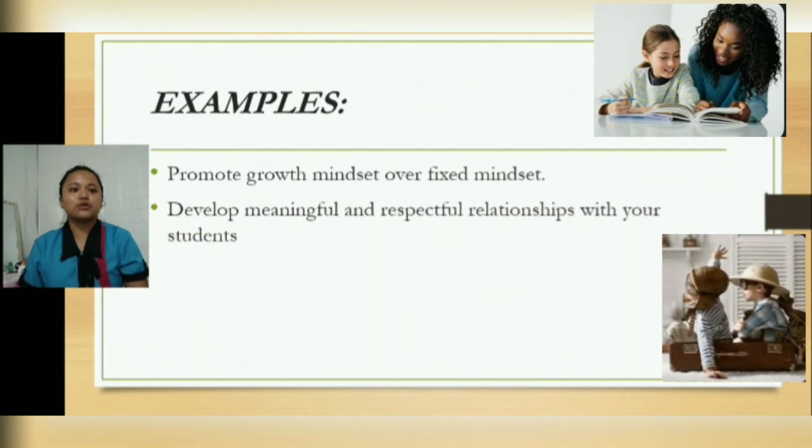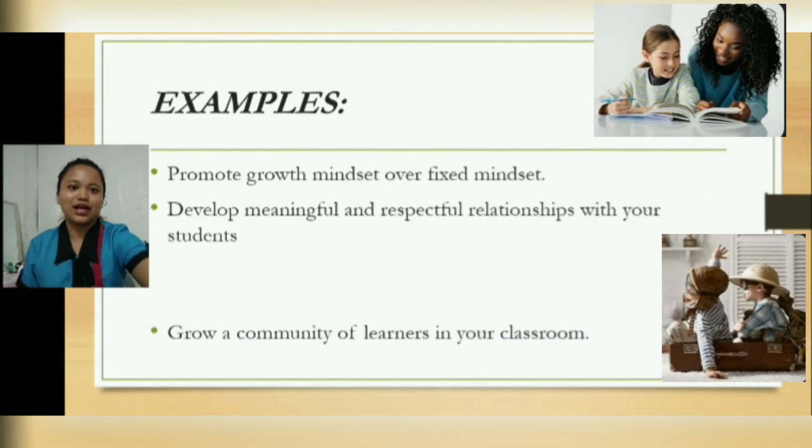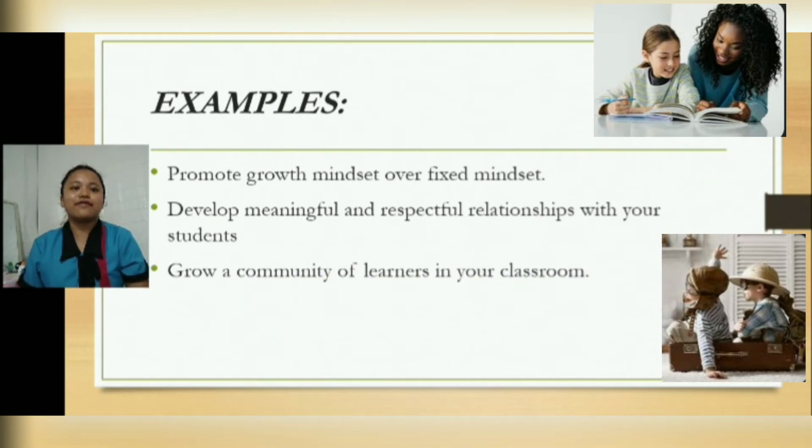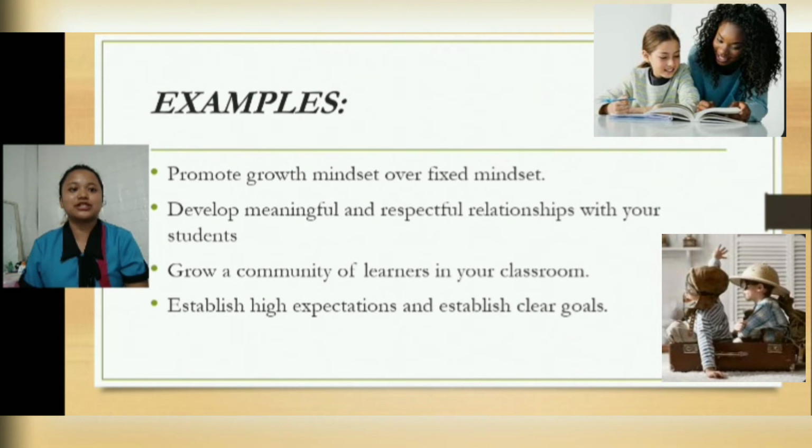Develop meaningful and respectful relationships with your students. Grow a community of learners in your classroom. That is also important so that the students will engage or communicate with their other students. Establish high expectations, establish clear goals.